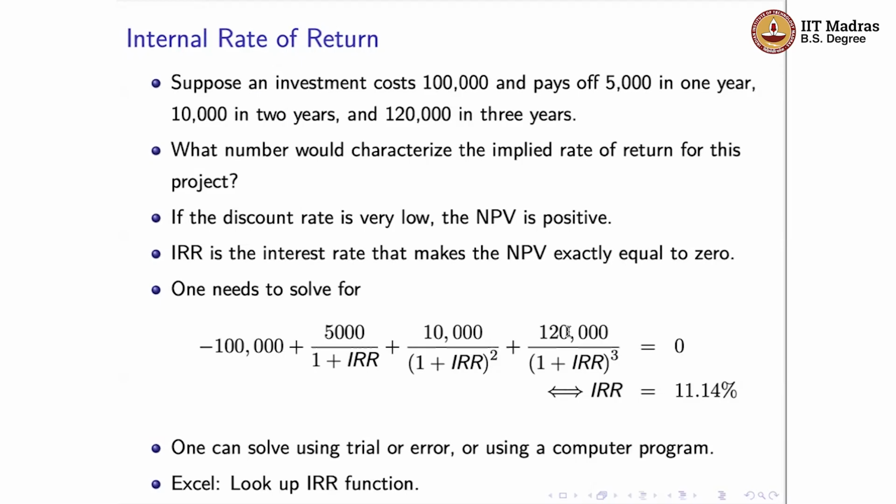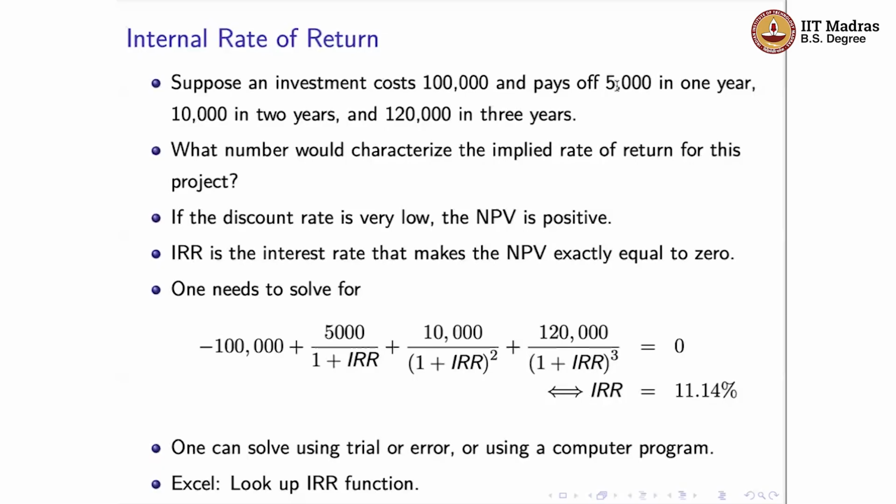So imagine that the discount rate is very close to zero. Then whenever we are discounting anything in the future, that's the same as the cash flow. So for example, suppose R is very close to zero, then 5,000 divided by 1 plus R is the same as 5,000, 10,000 divided by (1 plus R) squared is also 10,000, and 120,000 divided by (1 plus R) cubed is also 120,000. Of course, this requires R to be very close to zero.